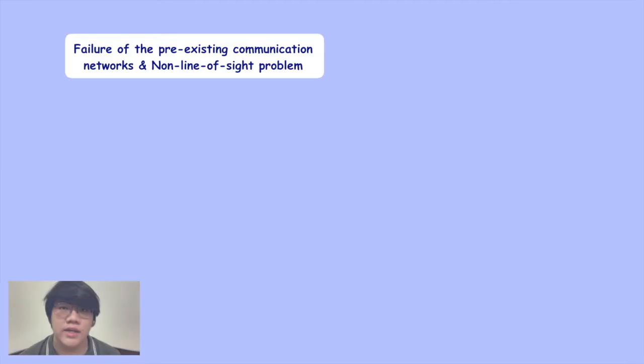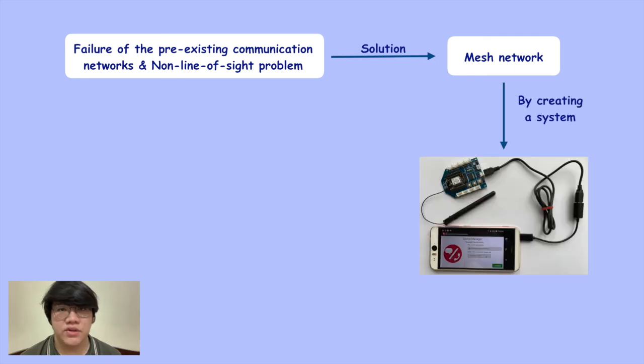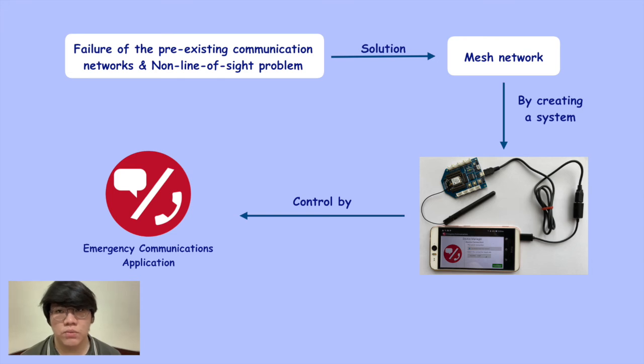Conclusion. Due to the failure of the pre-existing communication network and the non-line-of-sight problem, a mesh network is the best solution for those cases. So we created a system using a radio module that can form a mesh network, and then connected it to the mobile phone with our application that acts as an interface between the user and the radio module.